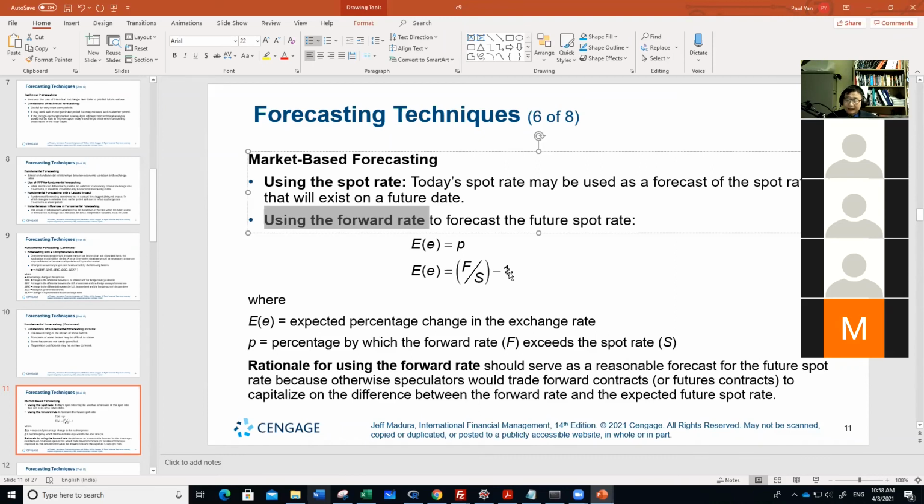This is based on the market expectation. The basic idea is if the forward rate is the same as the spot rate, then we expect the future spot rate will be the same as today's spot rate. If the 3-month forward rate is higher than today's spot rate, then the 3-month spot rate is expected to be higher than today's spot rate. This is called market-based forecasting. The p-value is the percentage by which the forward rate exceeds the spot rate. It's not E itself, not the exchange rate, but the percentage change. So again, it's a good idea to use delta E, the percentage change.